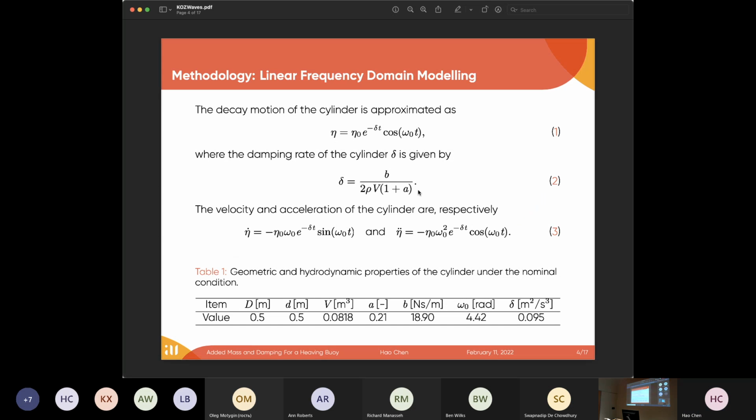And then what we try to do is, once we get the added mass and damping coefficient from the code, we approximate the cylinder motion as an exponentially decaying cosine function. And then we say that the damping rate is related to the added mass and damping coefficient. In this way, we can approximate the decay motion, the velocity, and also the acceleration of this heaving cylinder. But it's just an approximation of the time domain solution.